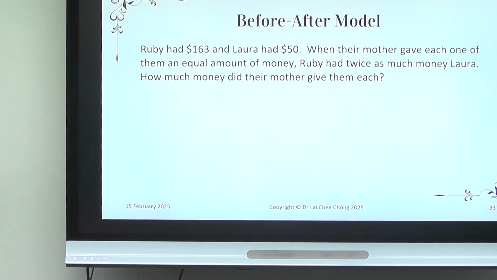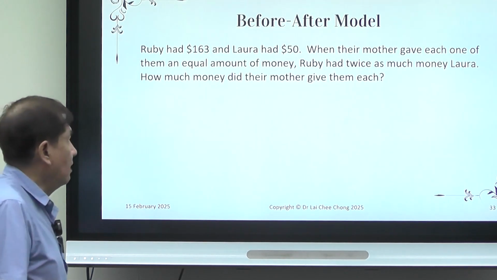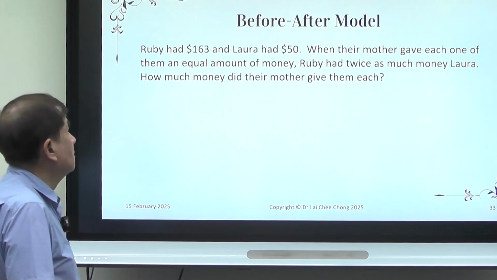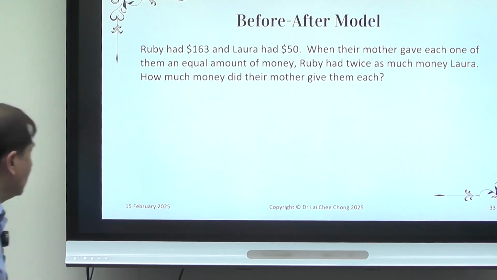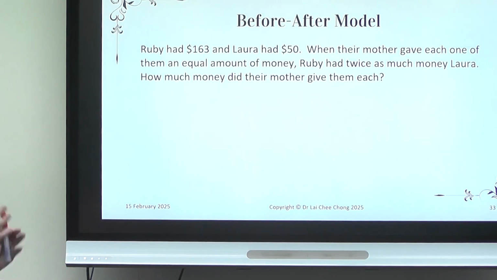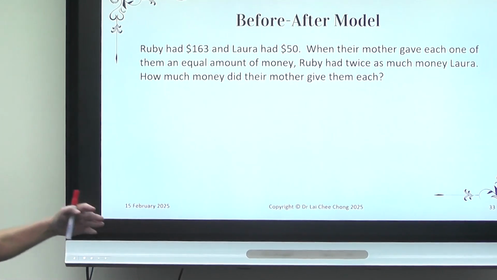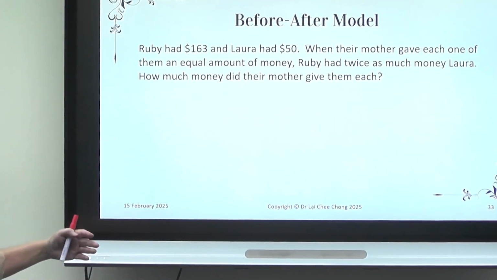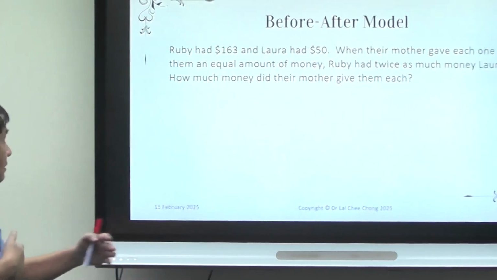Ruby had $163 and Laura had $50. When their mother gave each one of them an equal amount of money, the same amount of money, Ruby had twice as much money as Laura. How much money did the mother give to them? At first, we know how much money they have. There are only two kids here, Ruby and Laura.